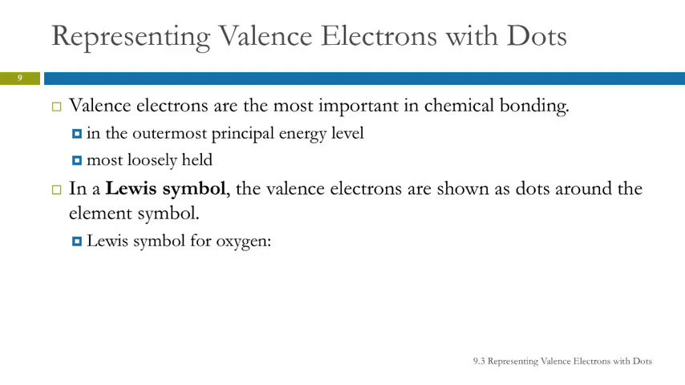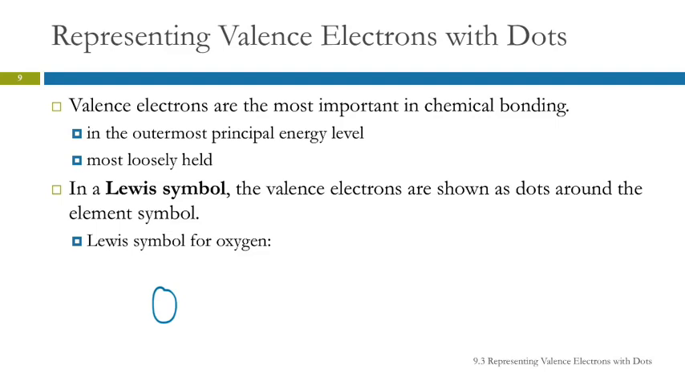In the Lewis model, we have the Lewis symbol, or Lewis electron dot structures. The valence electrons are shown as dots around the element symbol. So if we look at the Lewis symbol for oxygen, we're going to draw the element symbol. That's what it's called.